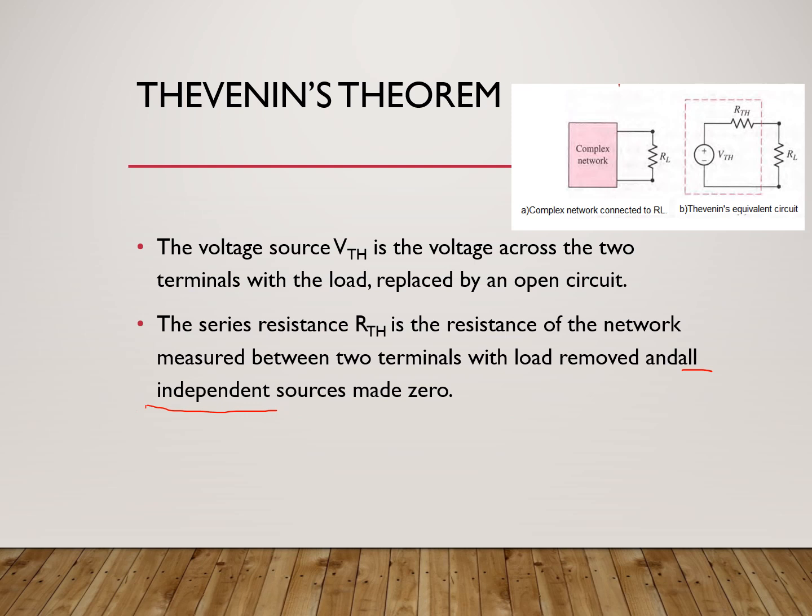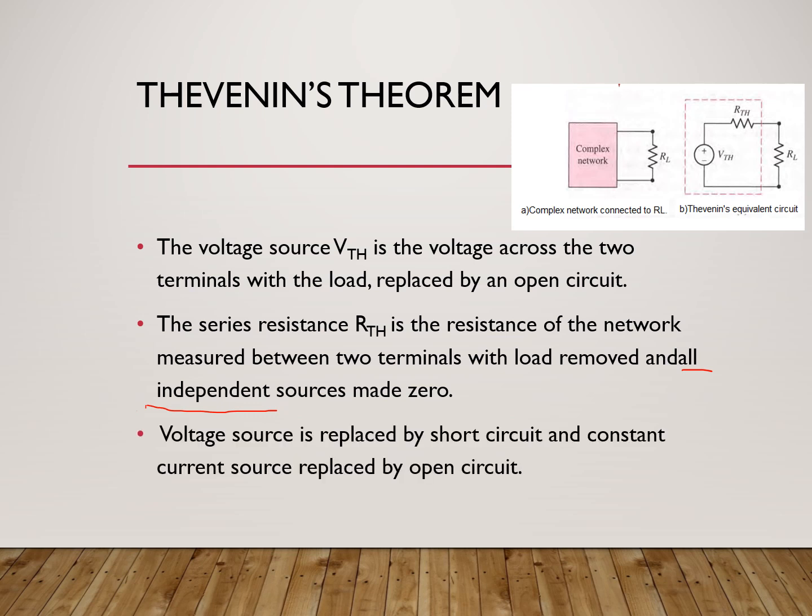So how do you make the sources 0? You can have two types of sources, either an independent voltage source or an independent current source. If it's a voltage source, it is replaced by a short circuit. And if it's a current source, it is replaced by an open circuit.